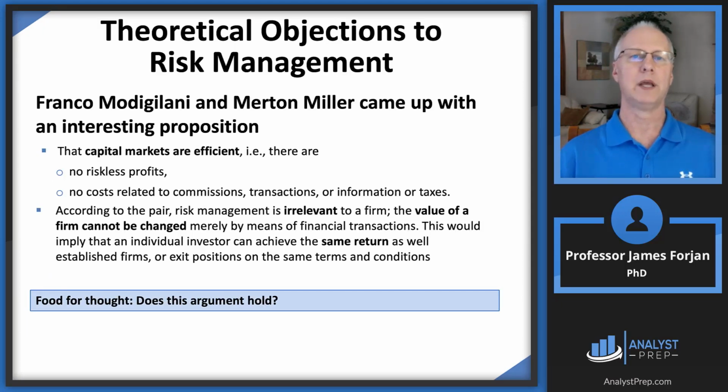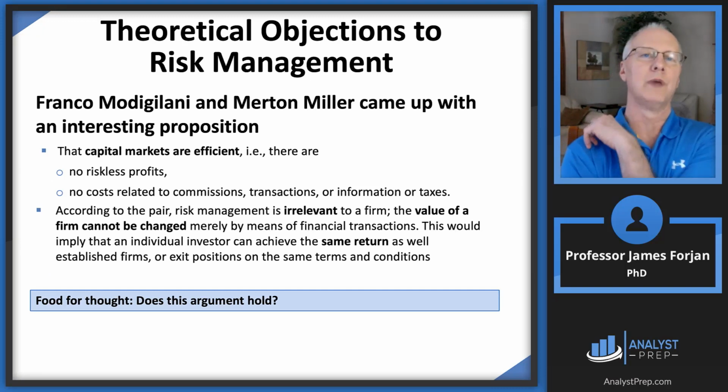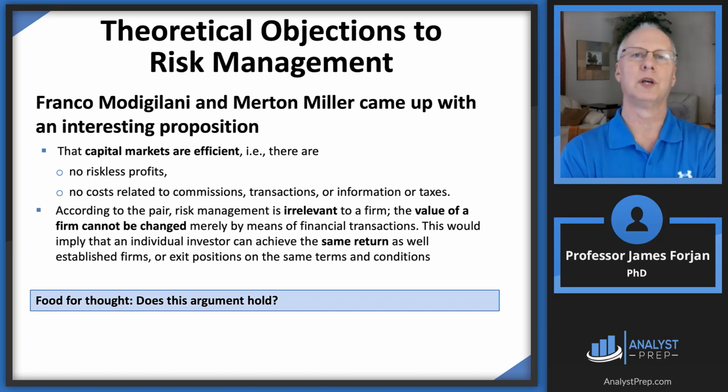Now, the chapter begins with an interesting little part in which the reader is asked to consider the simple fact that perhaps risk management is not necessary. These are called theoretical objections to risk management. What we need to do is get a little bit of a history lesson here. Let's go all the way back to 1958. There were these two economists, Franco Modigliani and Merton Miller. They are among those known as the fathers of modern finance.